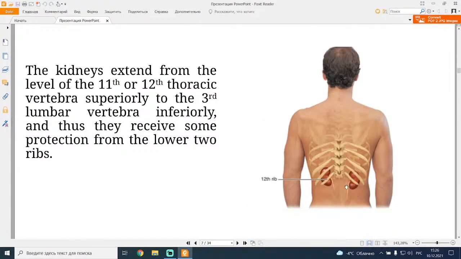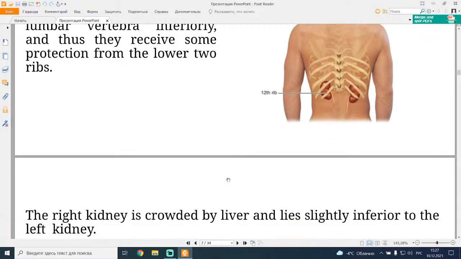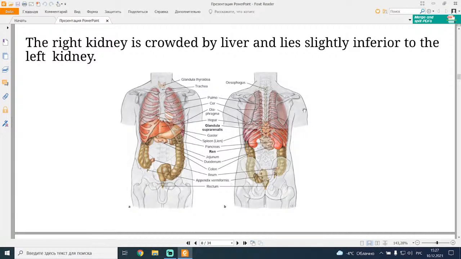The kidneys extend from the level of the 11th or 12th thoracic vertebra superiorly to the 3rd lumbar vertebra inferiorly, and so they receive some protection from the lower two ribs. The right kidney is crowded by the liver and lies slightly inferior to the left kidney. This is the left kidney, and the right kidney.